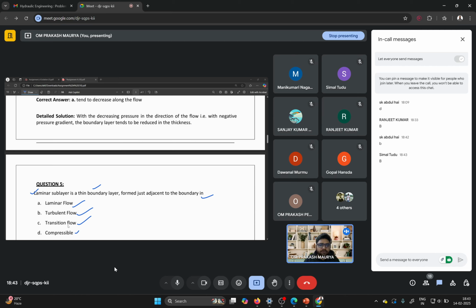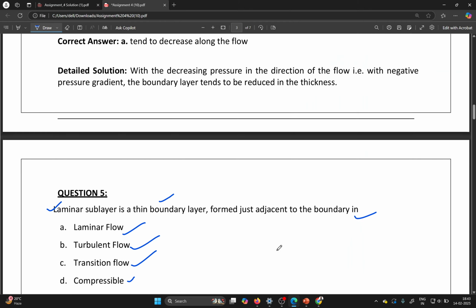So now I want to discuss this question. Here actually both students are correct. Option B will be correct for this question number 5. But now I want to discuss it.